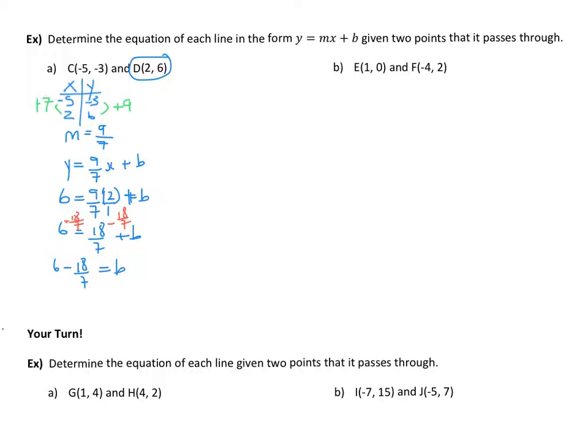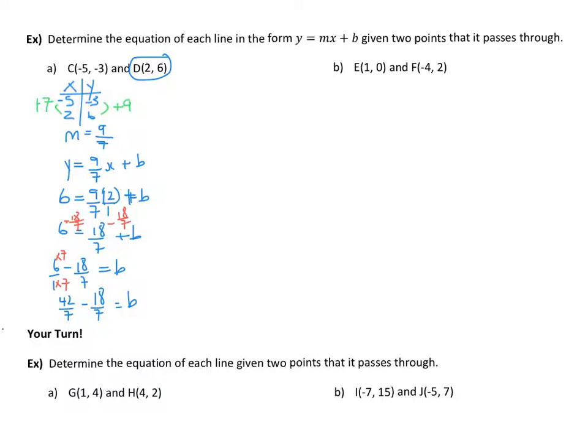And again, if you have a calculator that can handle fractions, it's really handy to learn how to use that. But I don't have my calculator in front of me, so I am going to get a common denominator. I'm going to times the bottom of the 6 by 7, but if I do that, I also need to times the 6 by 7 to keep it equivalent. 6 times 7 is 42, so we have 42 sevenths, and we're going to take 18 sevenths, and that's equal to b.